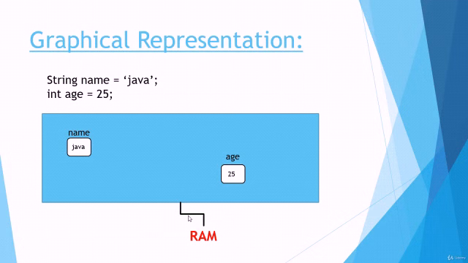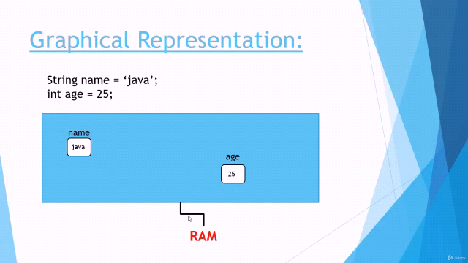Now look at this graphical representation. You will have a better concept when you understand this graphical representation. The blue box on your screen, let's suppose this is the RAM of your computer. And above this box you can see two lines. In these two lines we have declared two variables.